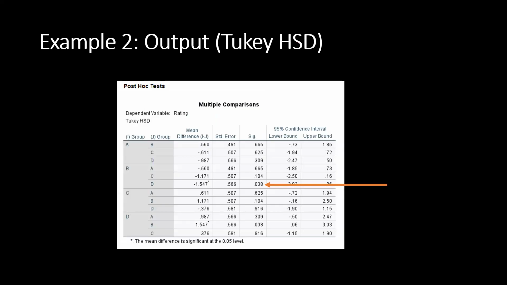Now we're going to look at our Tukey's HSD output, and we're only interested in instances in which the significance is less than 0.05. Less than 0.05, okay? Not less than or equal to, less than 0.05. And what this is doing is it's comparing the differentiation of groups. So this is group A compared to group B, group A compared to group C, and group A compared to group D. Group B compared to group A, B to C, and B to D.